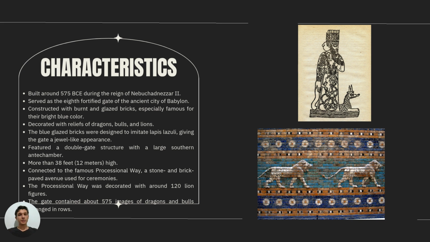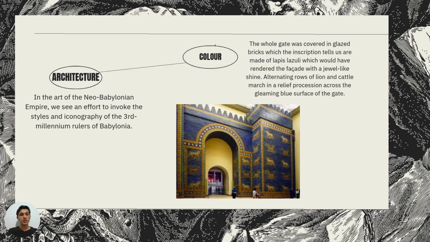The gate itself also contained around 575 images of dragons and bulls arranged in rows. This was for the purpose of protecting the city. The architectural style that this gate had tried to resemble that of the ancient Babylonians. The New Babylonian Empire, which was when this gate was rebuilt, was about 2,000 years after the original Babylonians.